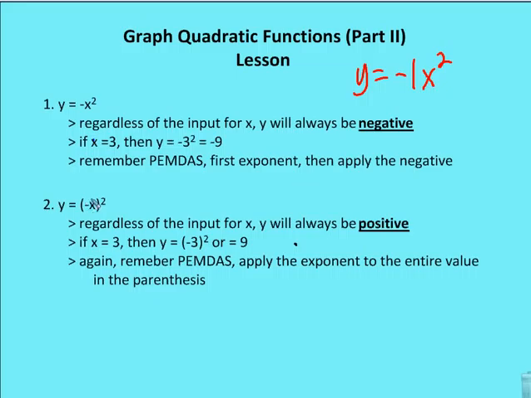In the case where I have y is equal to, in parentheses, negative x, end of parentheses, squared, then whatever I put in for x will always make y positive. If I put in a positive value for x, it'll be negative 3 squared in this example, which is positive 9. If I put in a negative value for x, in this case if I had negative 3, it would be 3 squared, which of course would be 9. So again, remember PEMDAS: parentheses, I take care of the values in parentheses, and I square that value. And then I multiply, divide, add, and subtract.